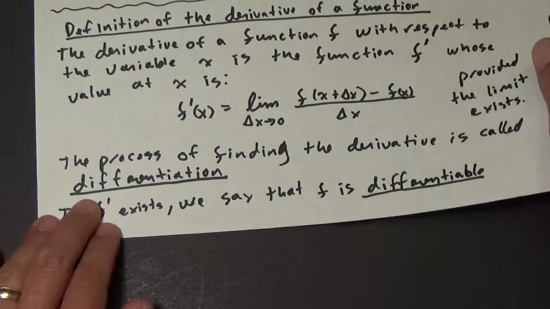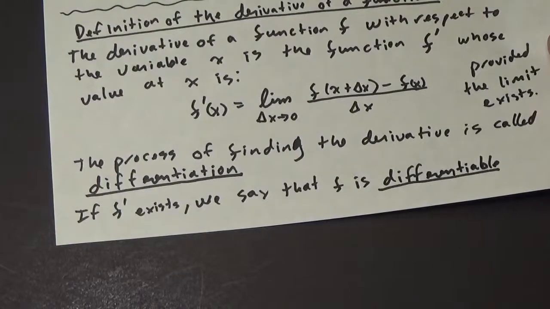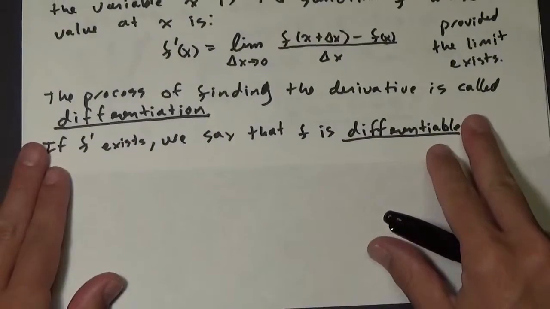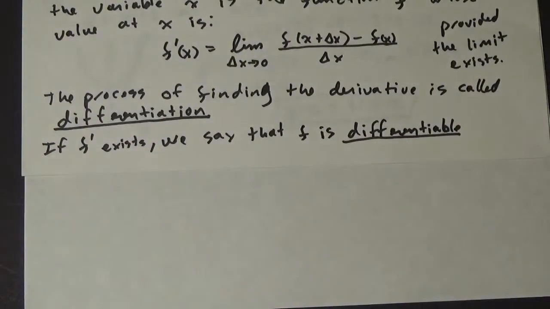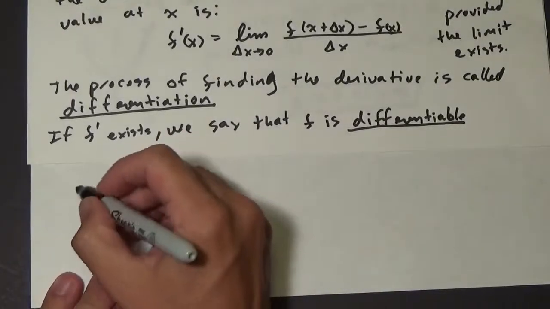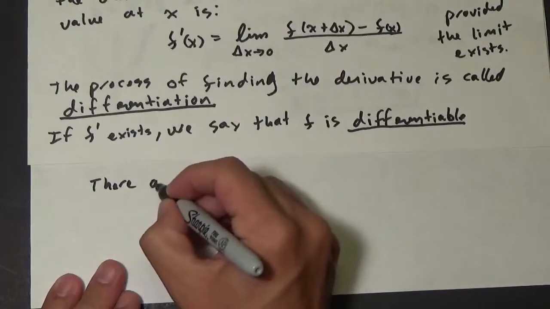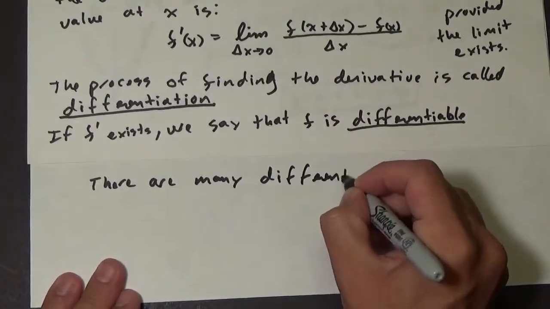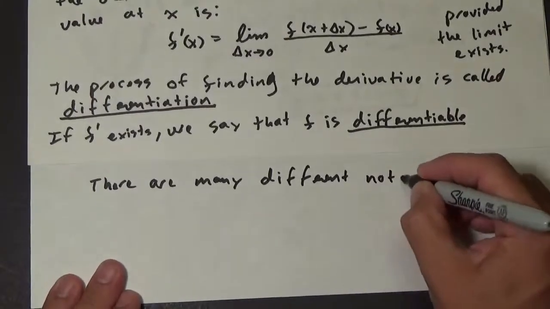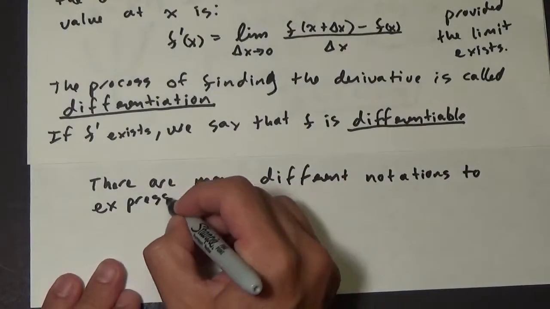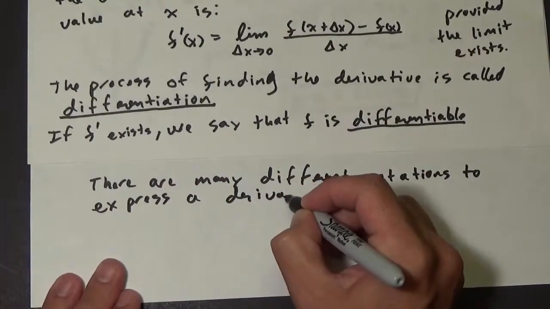Alright. One more thing with this definition of the derivative, and it has to do with notation. There are many ways to express a derivative with notation. So there are many different notations to express a derivative.